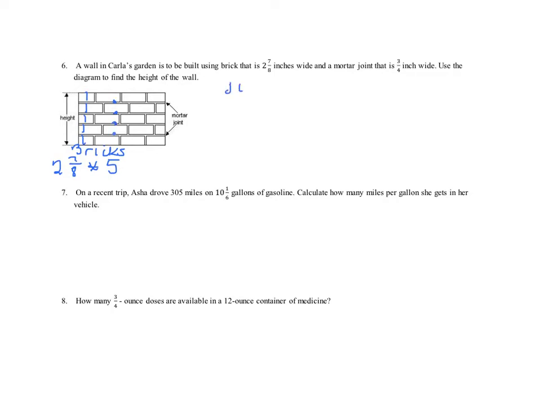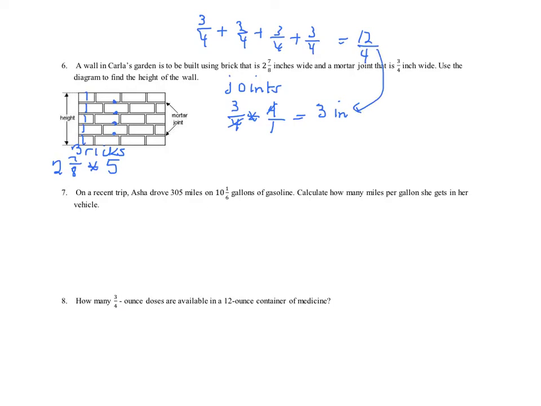So for the joints, I have 3/4 times 4, which is easy to multiply. I'll get 3 inches. Or I could actually do 3/4 plus 3/4 plus 3/4 plus 3/4, which is 12/4, or 3 inches. So you can do it either way. If you're unsure about multiplying, you could just add it repeatedly because there's already a common denominator.